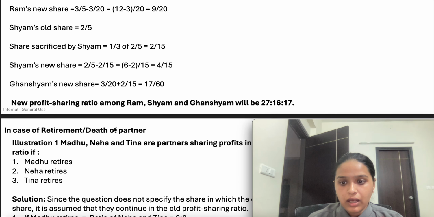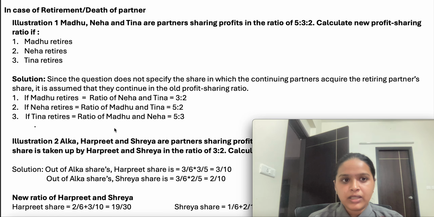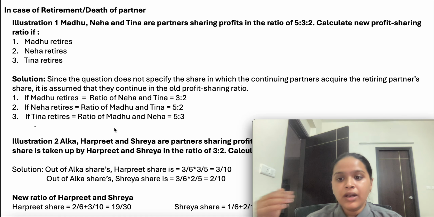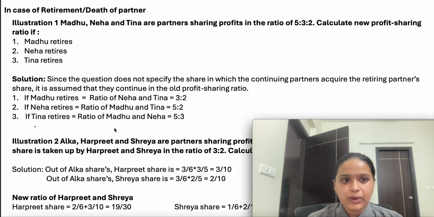Okay, now we will understand about the retirement or the death of the partner. Now we will discuss how the ratio will be impacted in the case of the retirement or the death of the partner. Okay, if Madhu, Neha and Tina are the partners in the firm and have the profit sharing ratio of 5:3:2, we need to calculate the profit sharing ratio. They are asking, if Madhu retires, what will be the profit sharing ratio? If Neha retires, and Tina. So we need to give the answer in all these three scenarios.